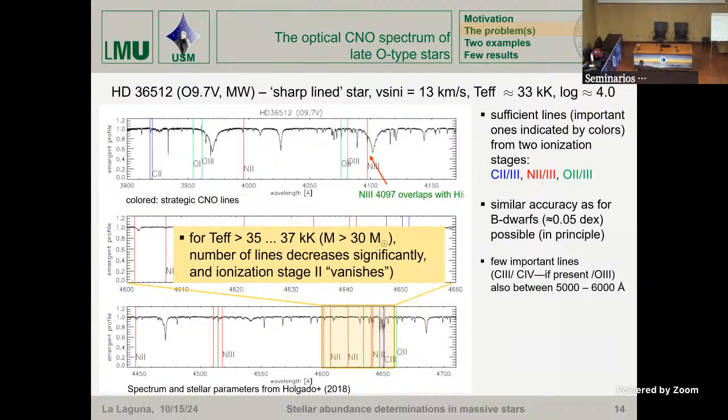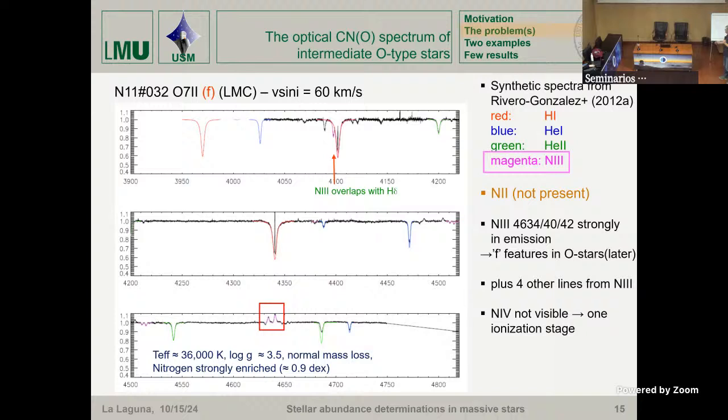When we become a bit hotter, from 33 to 35 or 37,000 degrees, the situation decreases significantly. For instance, the ionization stage 2, so single time ionized, vanishes. This is shown here. This is now an object at 36,000 Kelvin. Admittedly, it's a supergiant, so with quite a lower density. And what we're seeing in this spectrum is basically only hydrogen-helium lines and lines from nitrogen-3. No longer nitrogen-2, still no nitrogen-4.